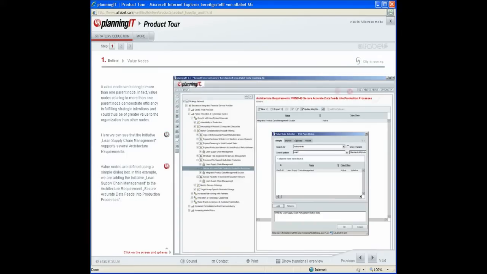Value nodes are defined using a simple dialog box. In this example, we are adding the initiative Lean Supply Chain Management to the architecture requirement, Secure accurate data feeds into production processes.